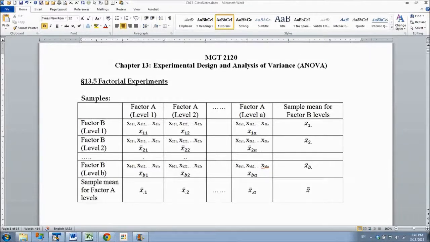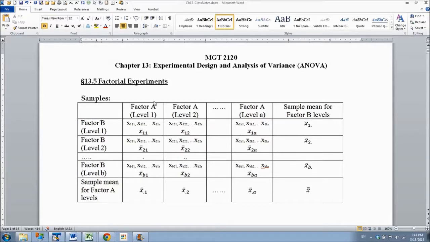In this section, we'll discuss factorial experiments for the ANOVA, or analysis of variance, hypothesis. In factorial experiments, we have two factors and both are treatment factors, as opposed to the previous example where one factor was a treatment factor and the other was a block factor, which we were not interested in. We were interested in only the treatment factor. Here we have two treatment factors and we are interested in both of them.